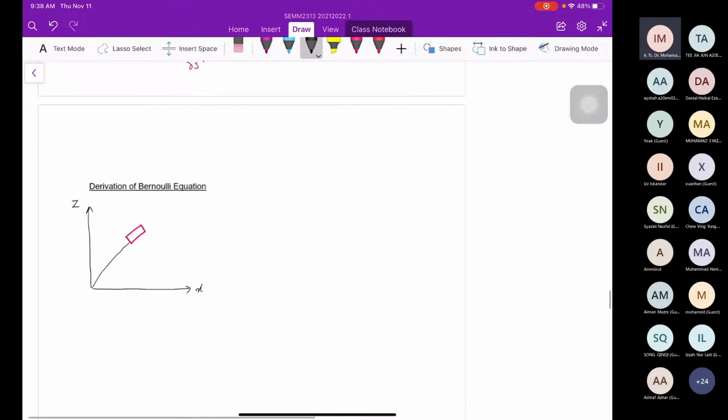Okay, let's start with the derivation of Bernoulli equation. First, we have the x-axis and the z-axis, and then this is the fluid element, and this is the streamline of the flow. Here, the distance from here to here is ds. The fluid element may flow from this region to this region. We call it ds.